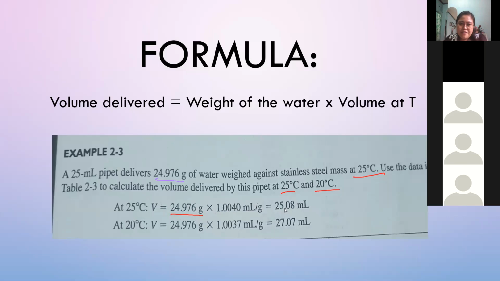So that's 25.08. So supposedly it's just a 25 ml pipette, but at 25 degrees Celsius, the volume it actually delivered is 25.08.